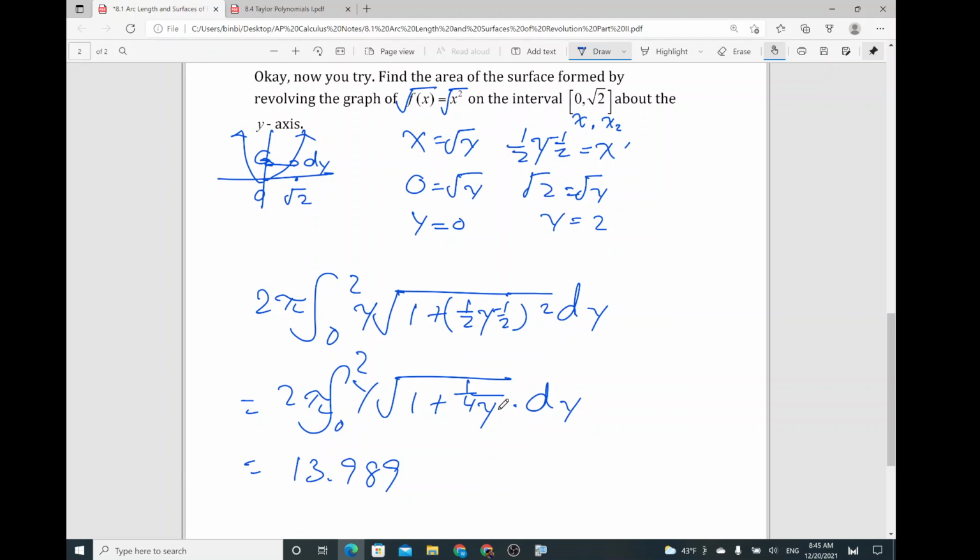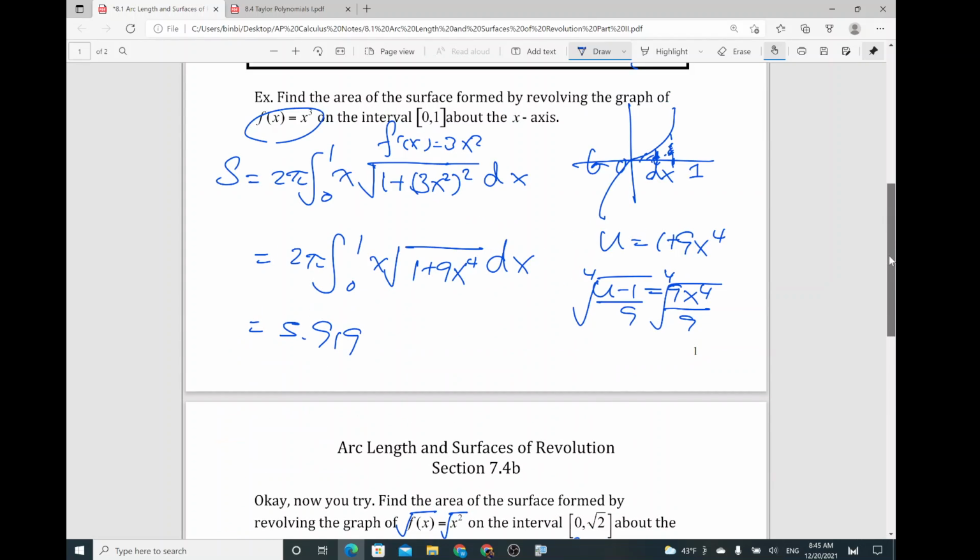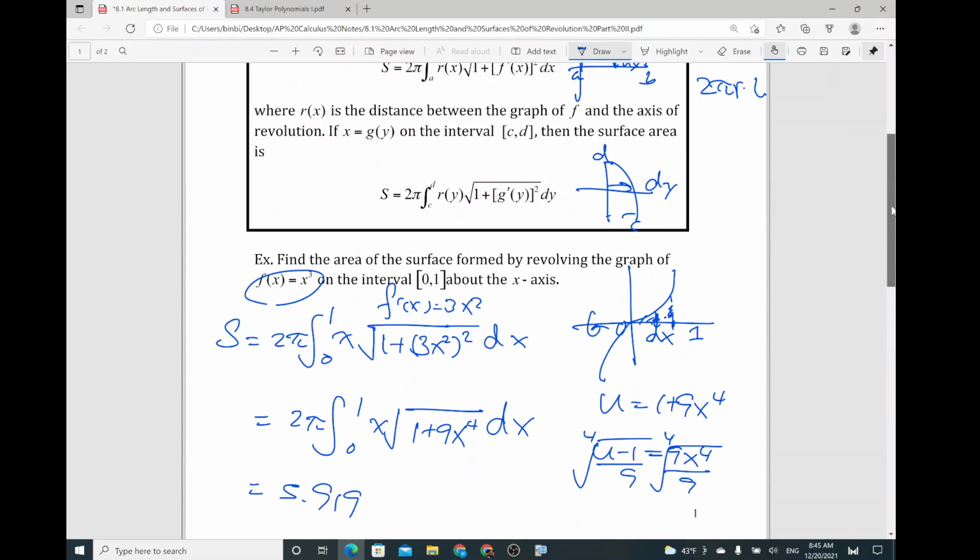Okay, so again, one you have to integrate with respect to x, the other one you have to integrate with respect to y. So one is considered vertical, and the other one is considered horizontal.